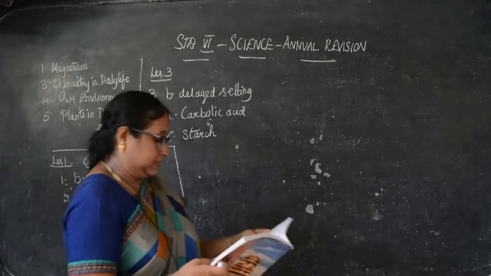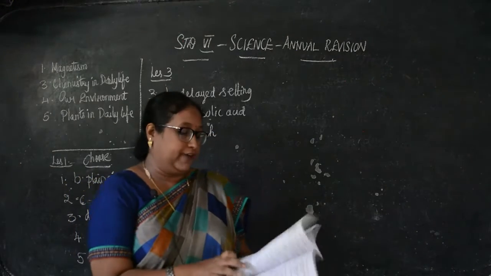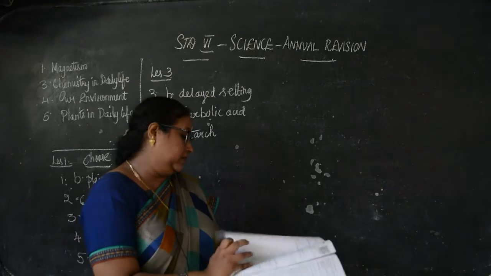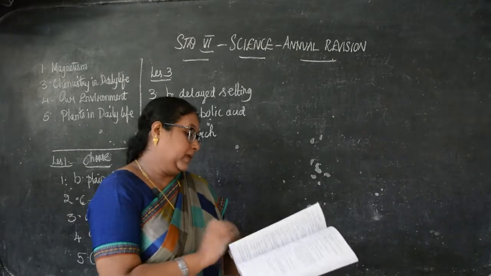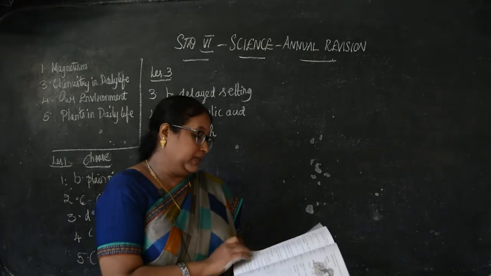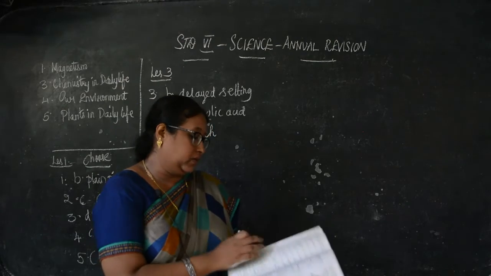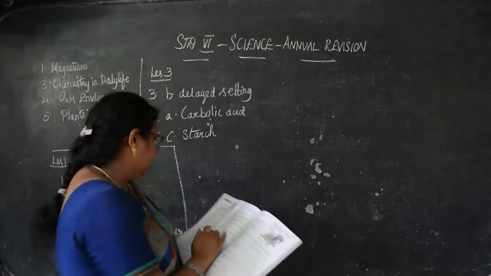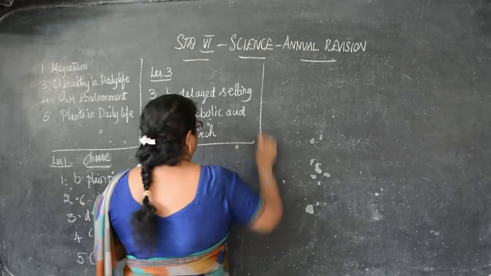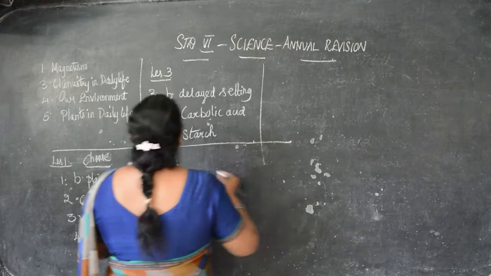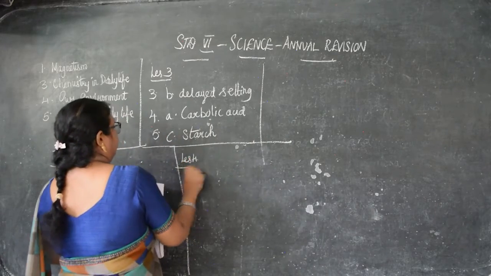Then fifth one, natural adhesives are made from C, starch. Okay. So now from this lesson only 3, 4 and 5. Then lesson 4 we will take now. In that, choose. In this all the 5 you have. That is lesson 4, from our environment.